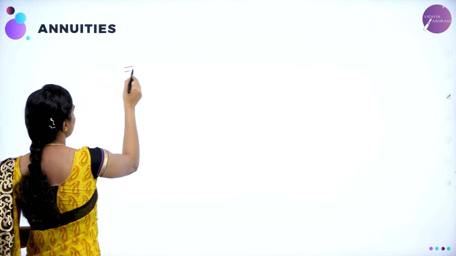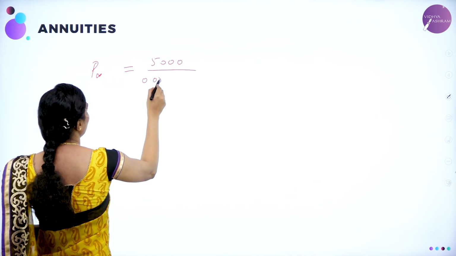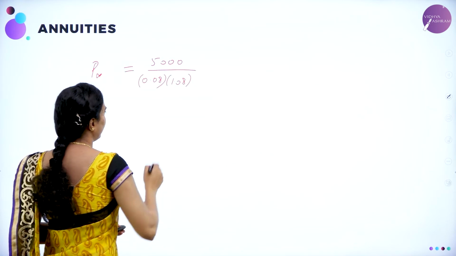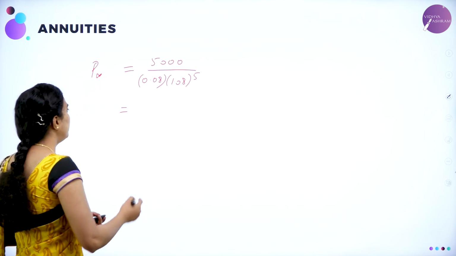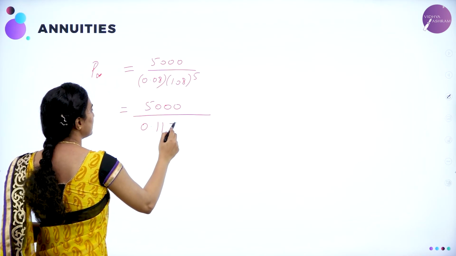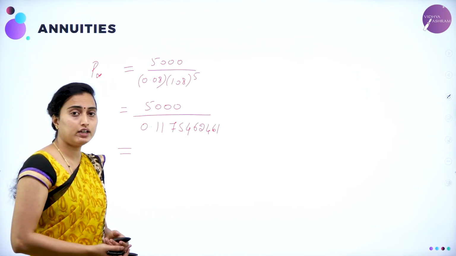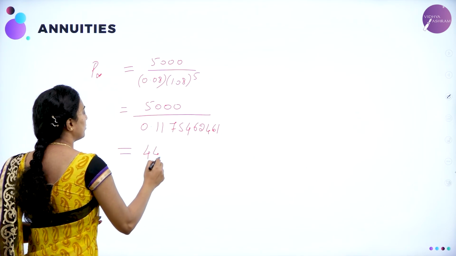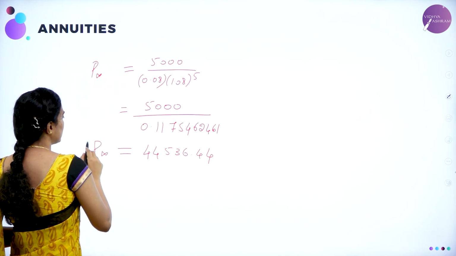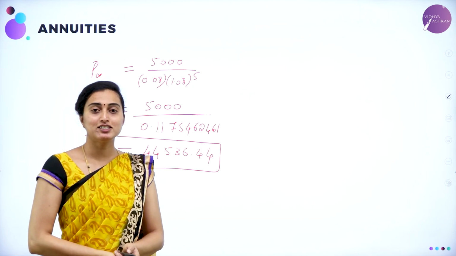So let us calculate. P infinity is 5,000 divided by 0.08 into 1.08 to the power of 5. You are going to get 5,000 divided by 0.11754624661. You are going to get the answer equal to 44,536.44. If you want, you can round it off to 44,536. I hope you understood these problems.